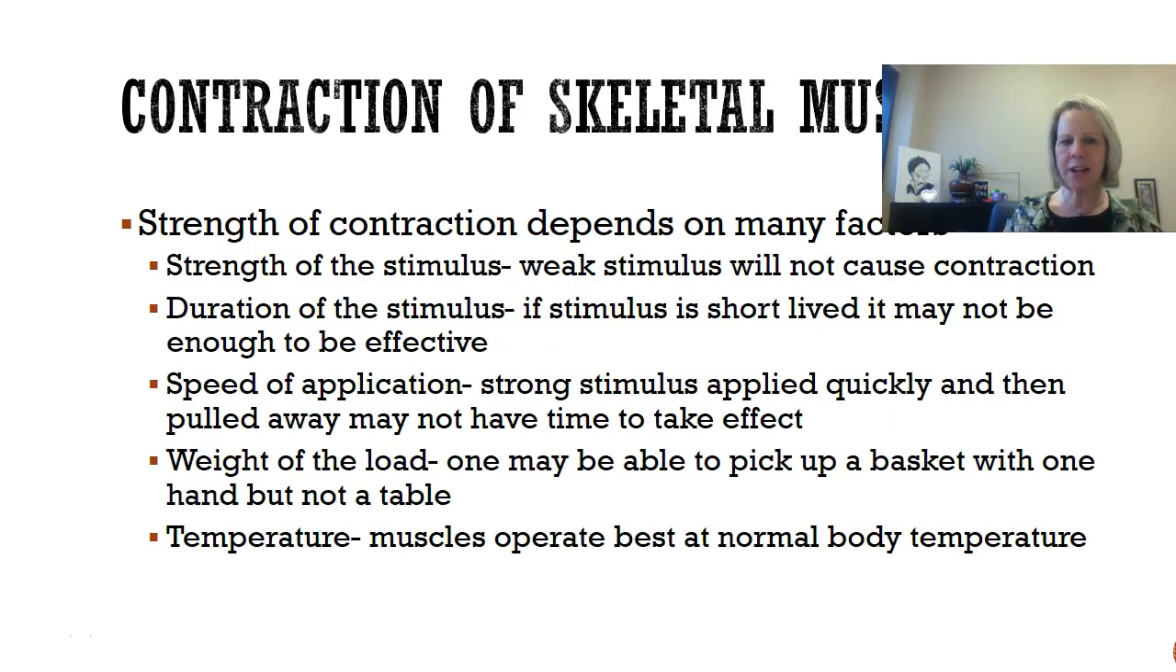It depends on many factors, and one thing I want to mention is the weight of the load, or how much is being picked up. We're going to see that if you have a larger load than you can lift, or that you can generate force with, then you're not going to be able to pick it up. And we're going to look at different types of contractions. But other factors are the strength of the stimulus, which has to do with your nervous system, the duration of the stimulus, the speed of the application, and then also the temperature of the muscle.